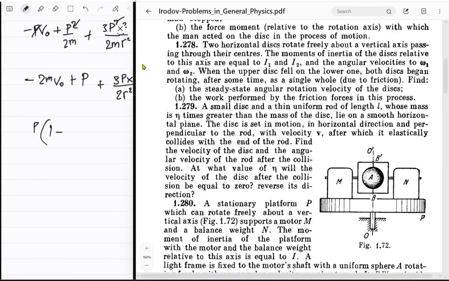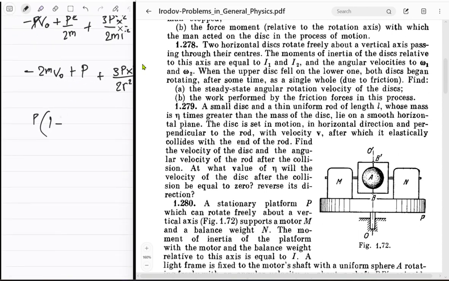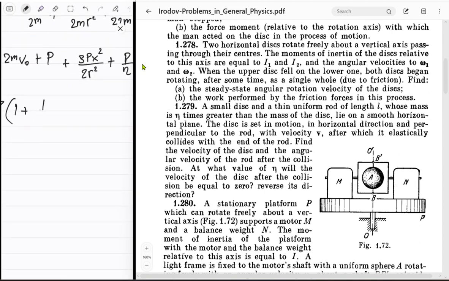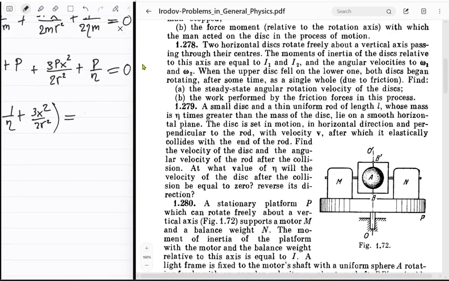So now what do we have? Just P, and then you've got all of this: 1 plus 1 upon eta plus 3x squared upon 2r squared is equal to 2mv naught. So we got momentum. Did we have to find this? Maybe, maybe not. What was the thing once again?